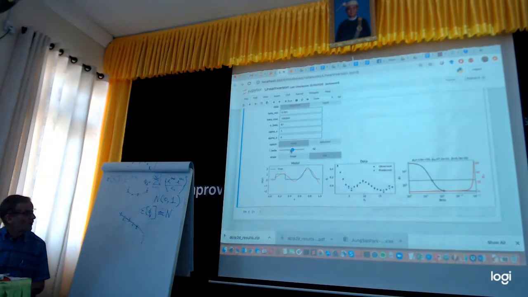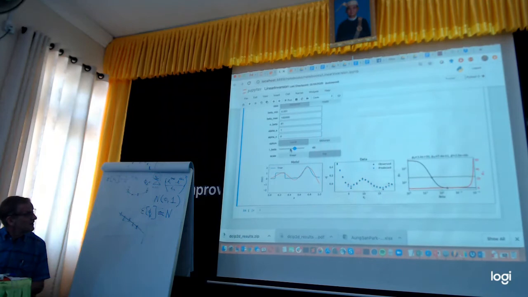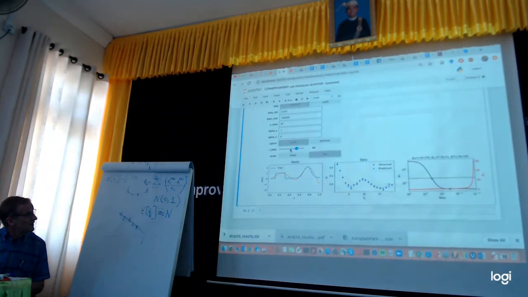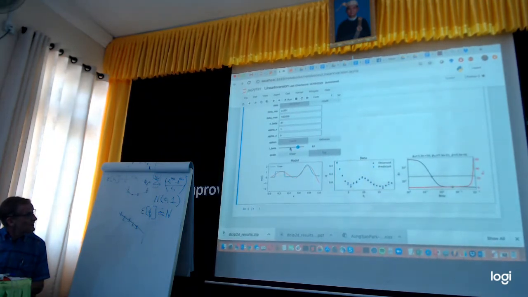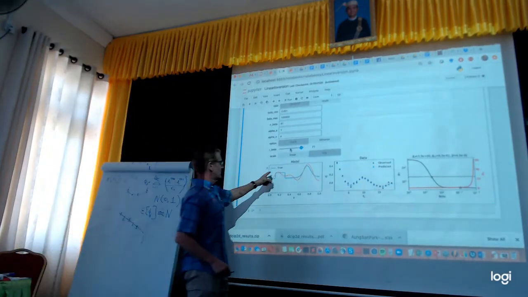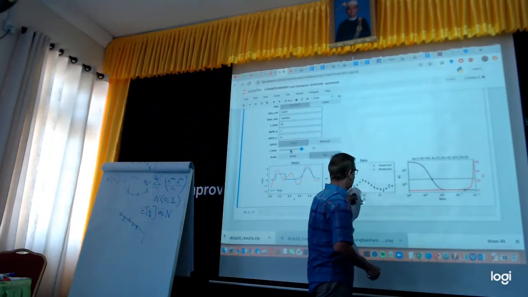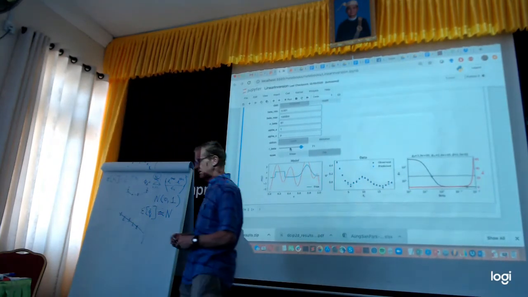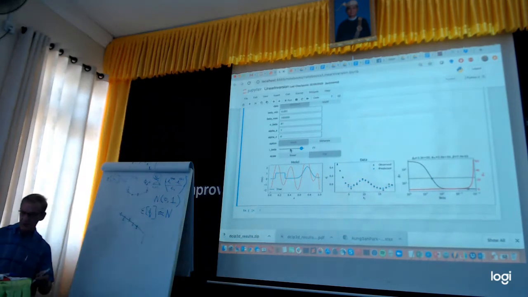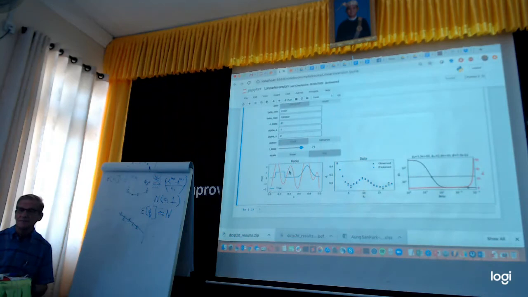So now watch what happens to the model. See how the model is changing? So the model is now changing, but we're not really making any difference in the misfit. We're fitting the data about as well as we can do. And look what's happened to the model. The model is garbage.